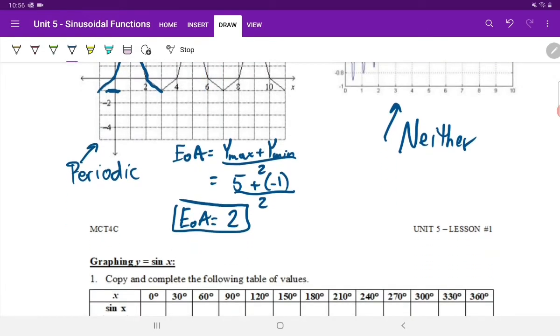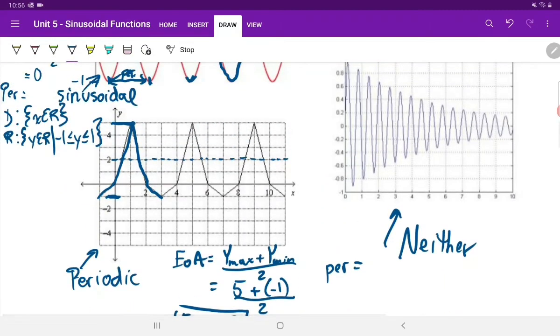Our period, so now we can actually find the period here because we do have units. So the time it takes to finish one full cycle, let's go from min to min. From here to here is one full cycle. And how many units is that? Our grid's going by 1, so it starts at 3, and it ends up going to 7. So that's obviously a total of 4. I don't know my units, so I'm just going to say period equals 4.